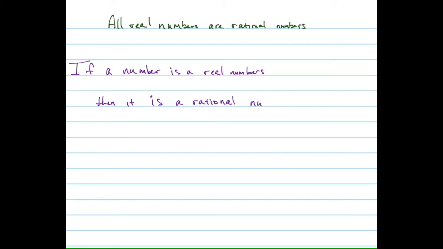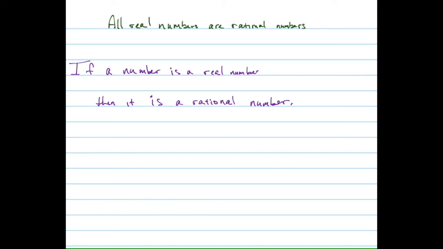Now, notice that when we read it in our if-then, we lose the word all, but the word all still applies because we're saying if a number is a real number, that shouldn't be plural. Bad grammar. If a number is a real number, that means all real numbers that we're talking about here, all numbers that are real numbers, are rational numbers. Is that true? No. Is that true? Are all real numbers rational numbers?